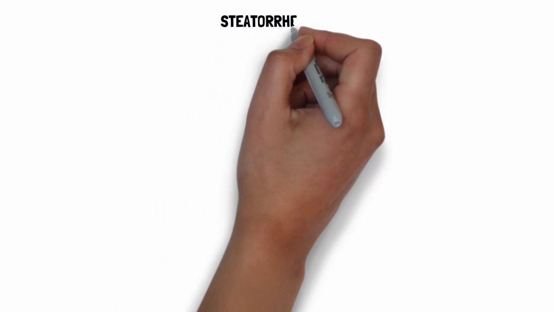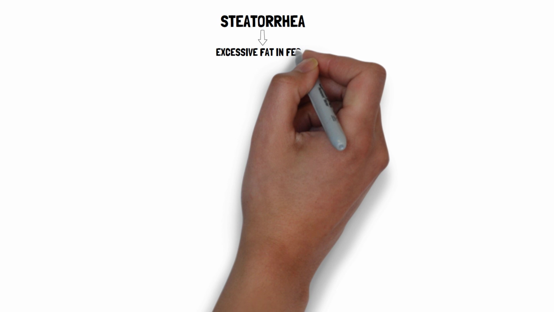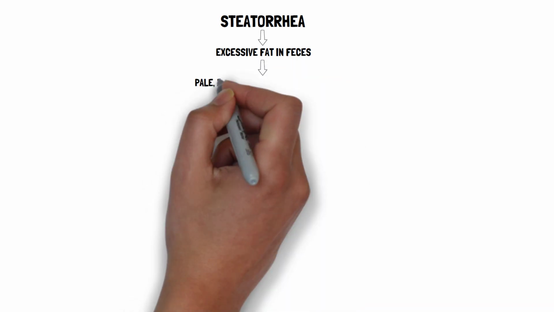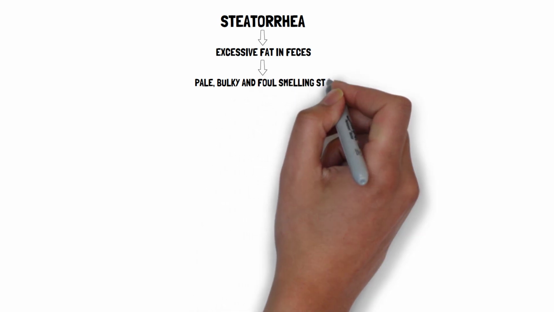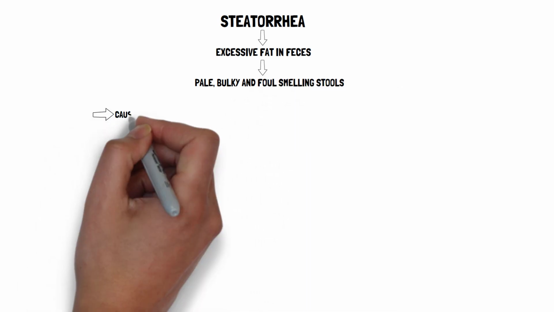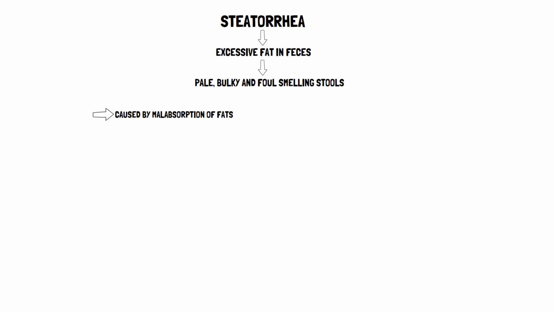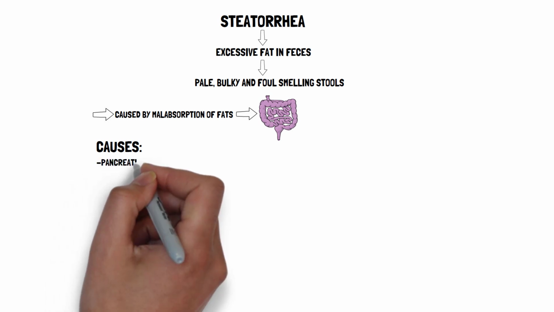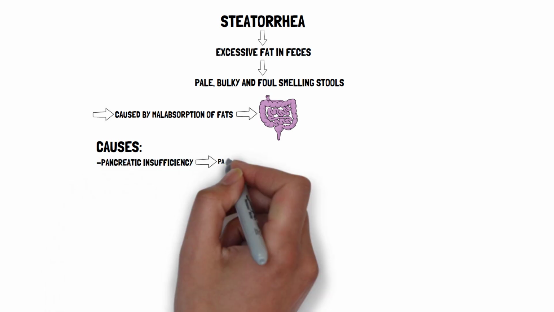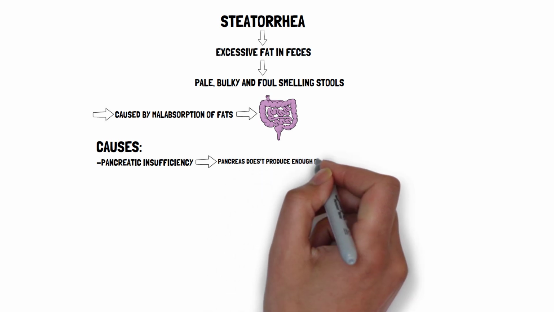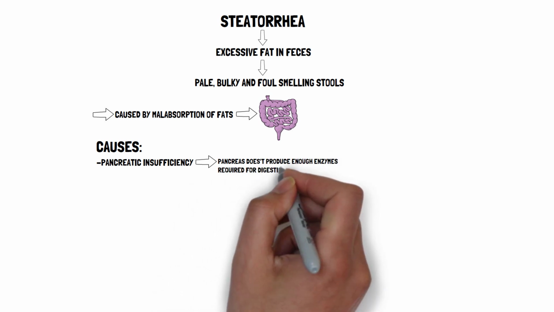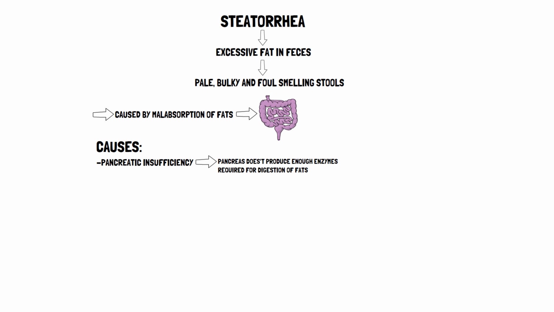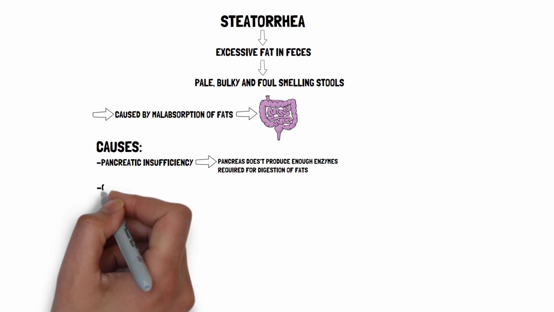Steatorrhea is a medical condition in which there is an excessive amount of fat in the feces. This results in pale, bulky, and foul-smelling stools. Steatorrhea is caused by malabsorption of fat in the small intestine, which can be due to a variety of medical conditions such as pancreatic insufficiency, in which the pancreas doesn't produce enough enzymes that are necessary for the digestion and absorption of fat in the small intestine.